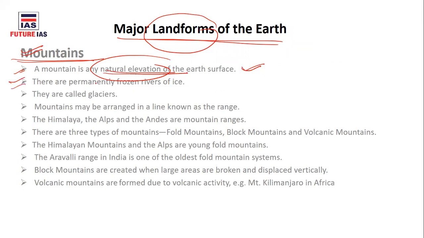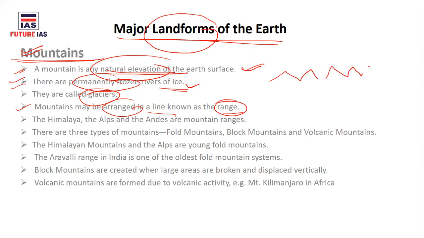Now, there are permanently frozen rivers of ice. Some mountains are permanently covered with snow or ice, and they are called glaciers. So glaciers are permanently frozen rivers of ice, which may be found in mountainous regions. The mountains arranged in a line are known as a range. The Himalaya, the Alps, the Andes are mountain ranges because they are arranged in a line.